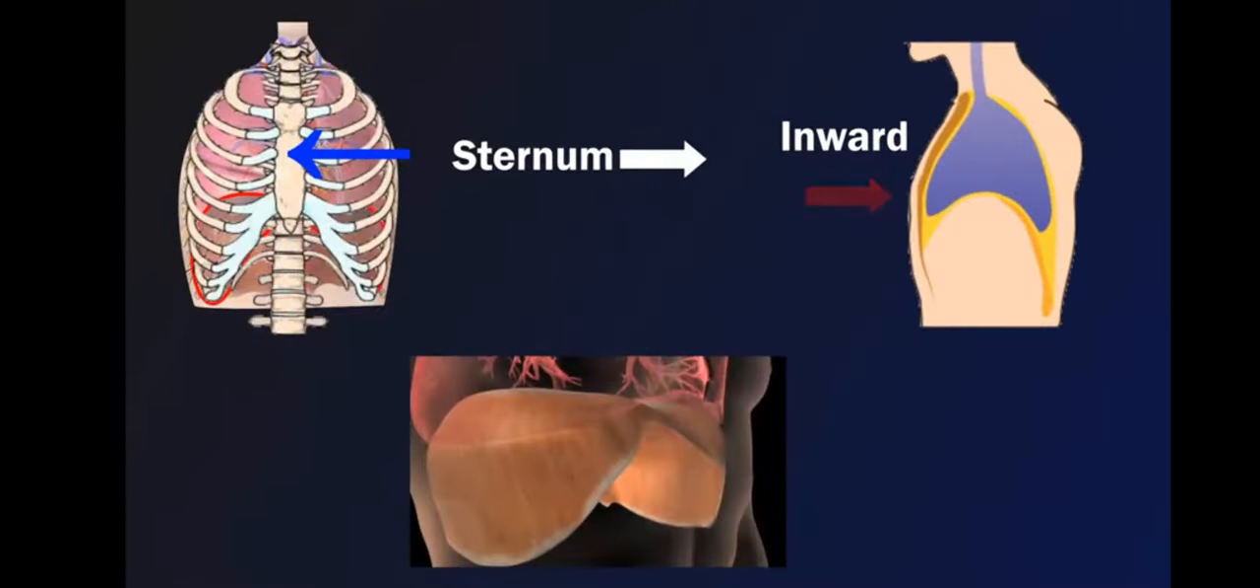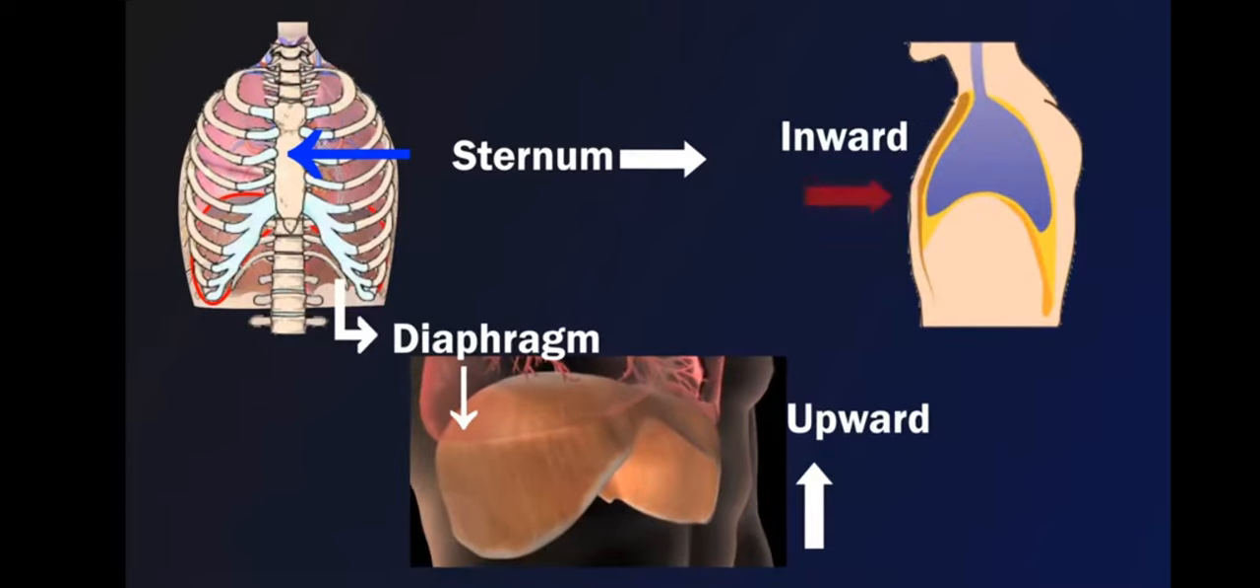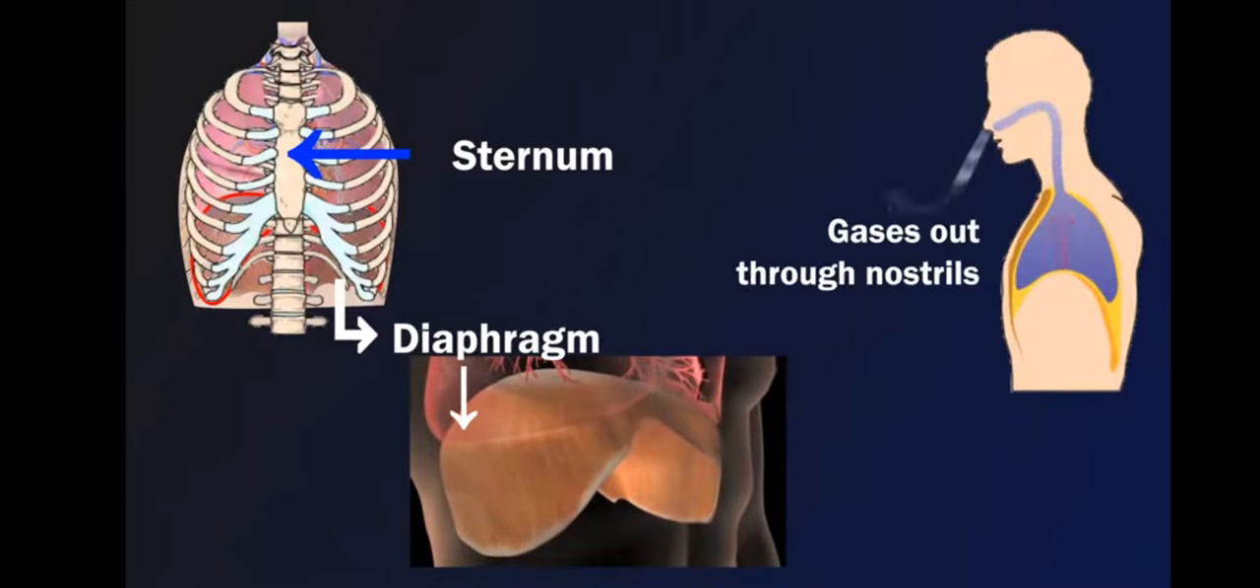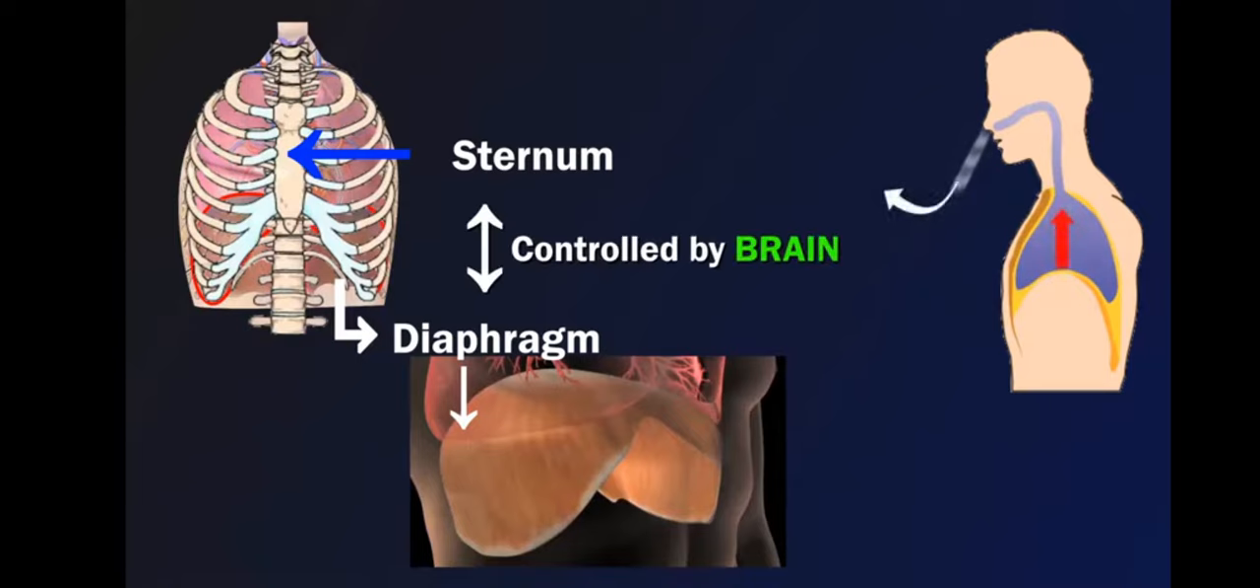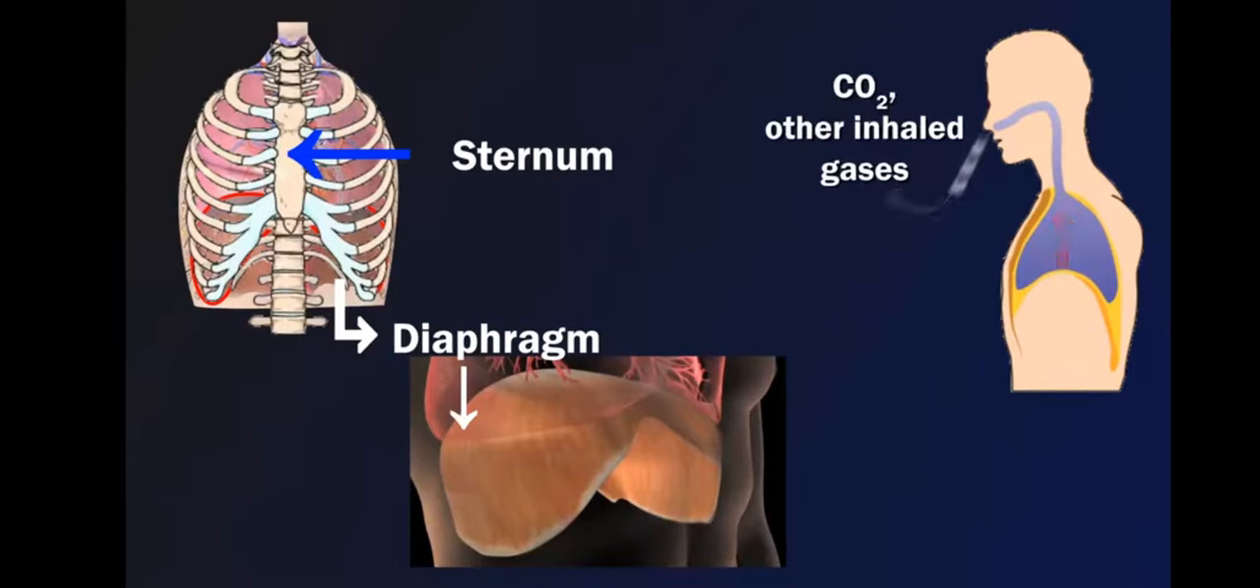In this process, the sternum moves inwards and the diaphragm moves upward. These movements pressurize the gases to move out of the lungs through the nostrils. Movement of the diaphragm and sternum is controlled by the brain. This exhaled air includes carbon dioxide and all those gases which were taken in but were not absorbed by blood at the alveoli.